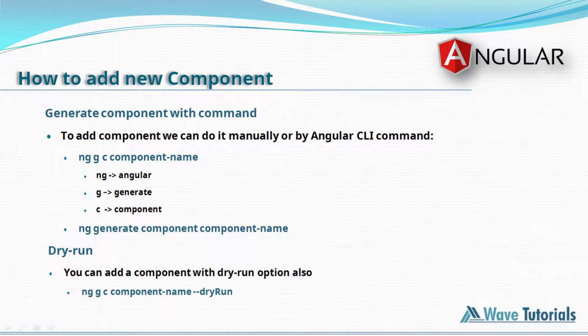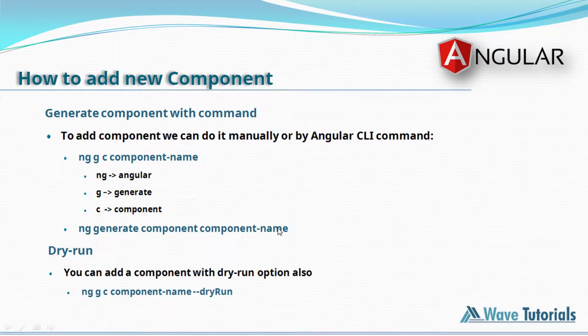To add a component in an Angular application, we can add it manually or by Angular CLI command. So the command using Angular CLI is ng g c component name. So ng stands for Angular, g for generate and c for component. So this is a short form to generate a component. You can also use its full form like ng generate component and then the name of the component.